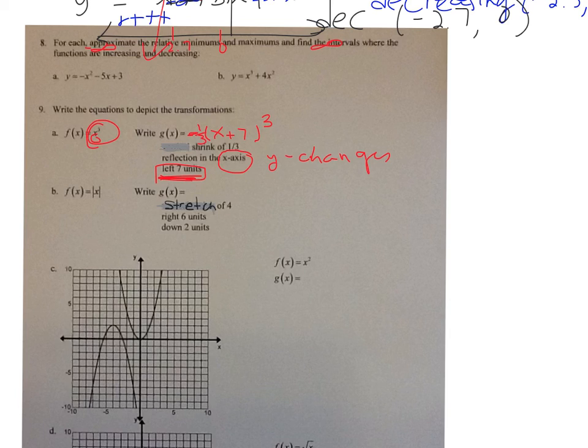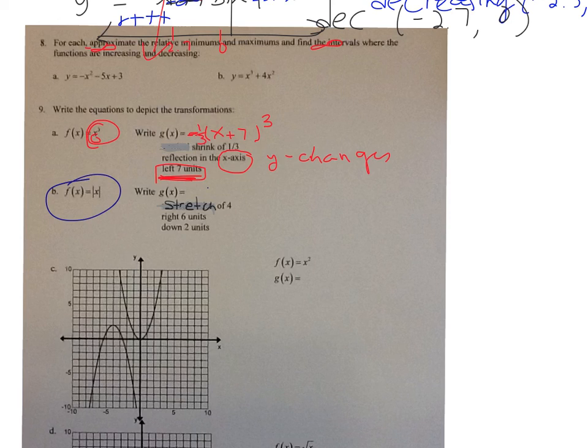So I have here a stretch, and my parent function is the absolute value of x. I need a stretch of 4, so that's a dilation of 4, which is a multiply of 4. To the right 6 units. Remember, that's changing the x value, so it's going to go inside the absolute value. And down 2, that's changing the whole y value.